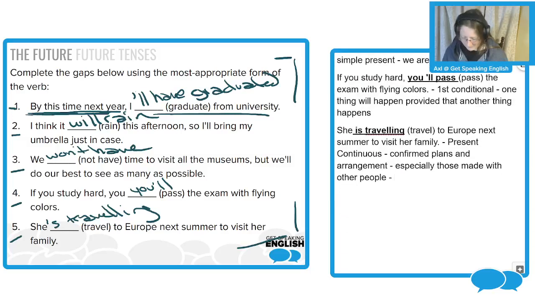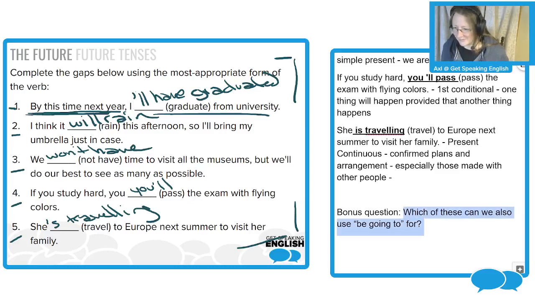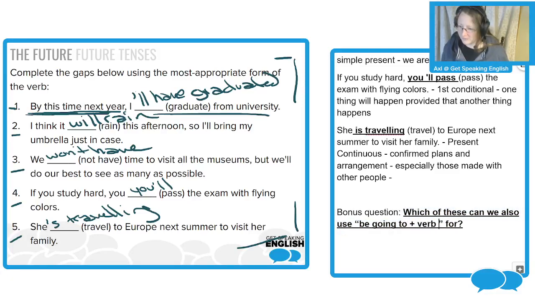And they're really great. And just another really quick extra bonus question. Because there is some flexibility in the future, some of the tenses sort of overlap. Which of these can we also use be going to plus verb for? So we could use this for here, potentially. We could put it here.